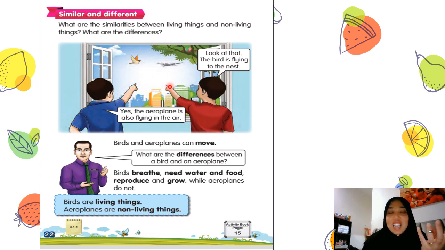Do you understand? So, what are the, kesimpulan daripada ini? Maksudnya, birds are living things. Aeroplanes are non-living things. Do you understand? Okay, I'm sorry for the pause just now because I'm thinking some answers. Okay, let's take a look at the next slide.